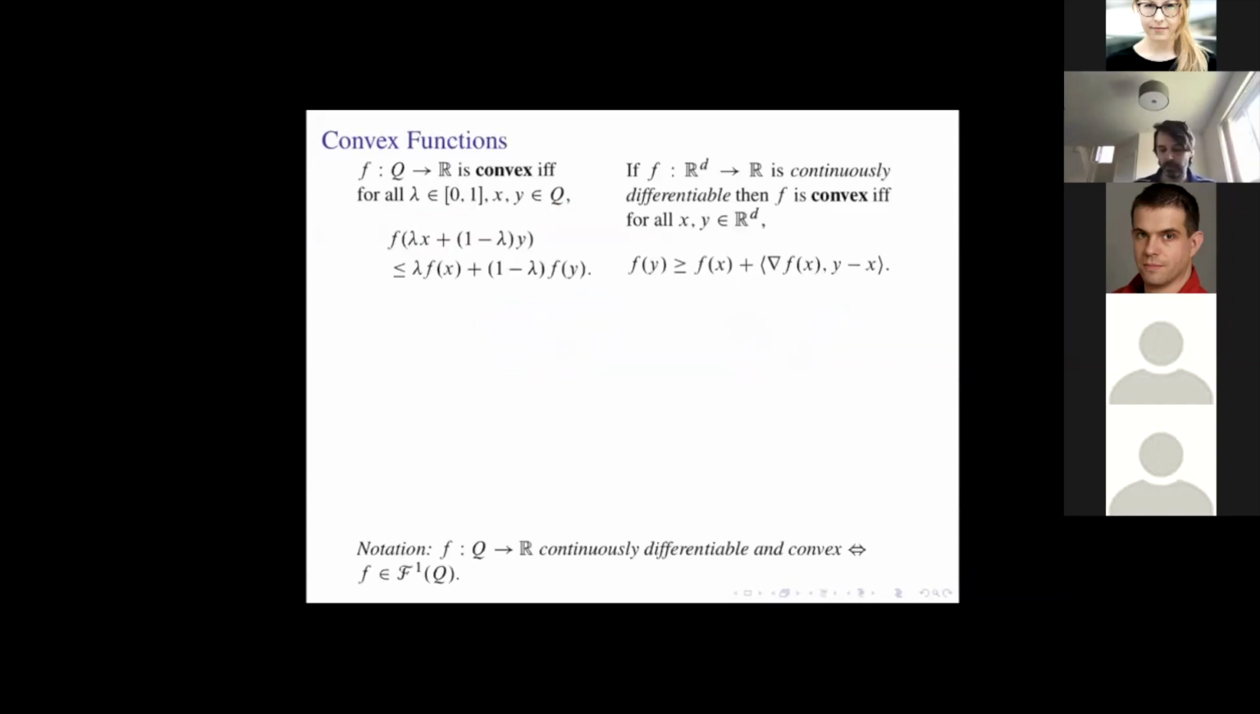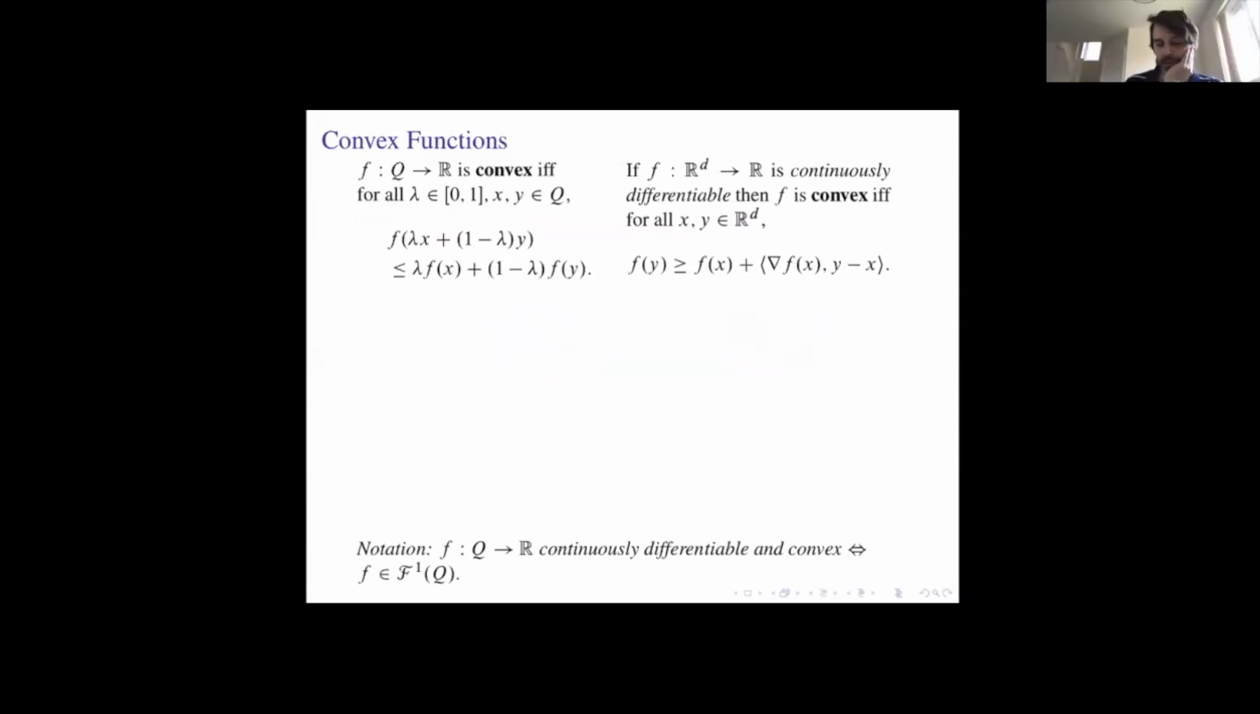Okay, moving on. Next concept is convex functions. I've written here 2 definitions down. Let's start with the left side. So we have here Q, which is a convex set. The function f is called convex if, again, for all x, y in the convex set and all scalars in the 0, 1 interval, we have that f applied to the convex combination of x and y is upper bounded by the convex combination of the values of f(x) and f(y).